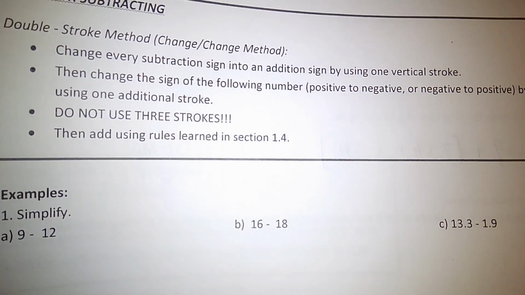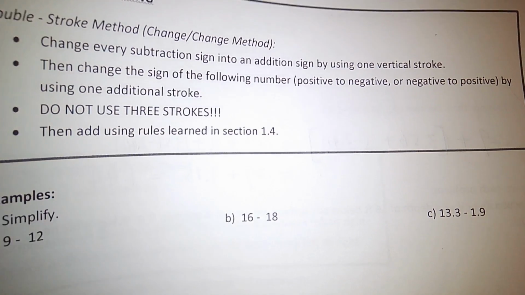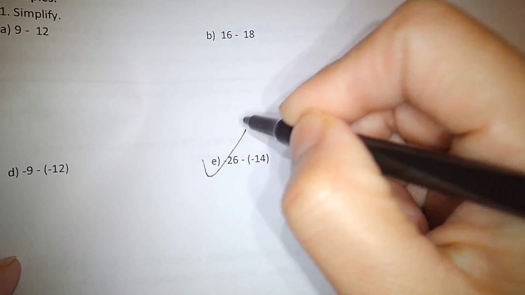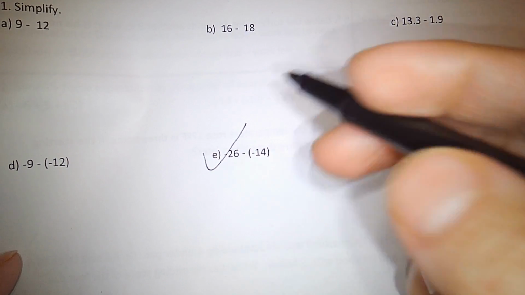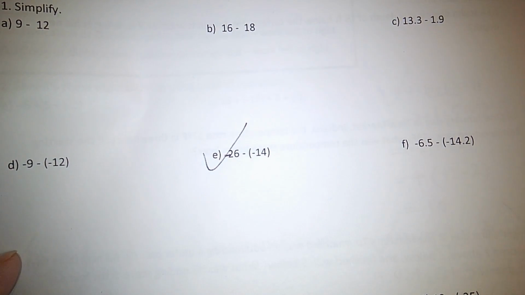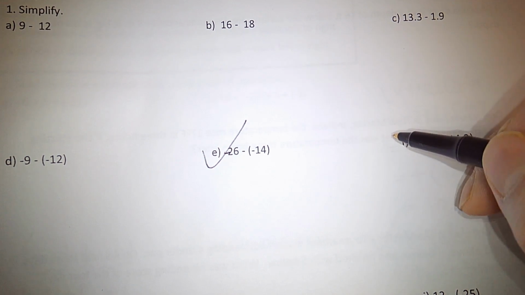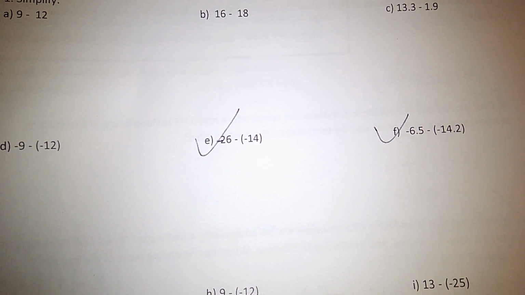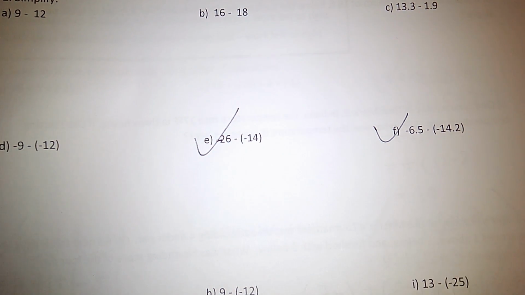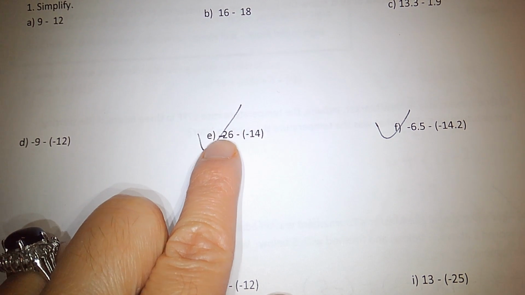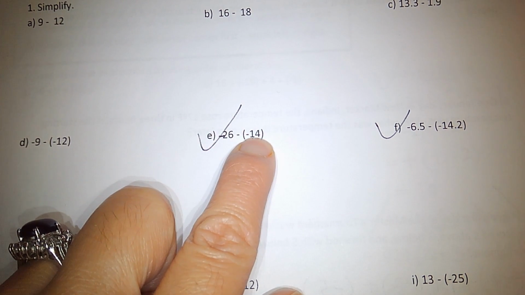Simplify. Okay, so I'm just going to pick out some questions we can do together. I choose question E, this is negative 26. Okay, let me see what else I would like to try. E and F, because they're all very similar. We just look at the most standard one, and the rest you can practice, right? So negative 26 minus negative 14.